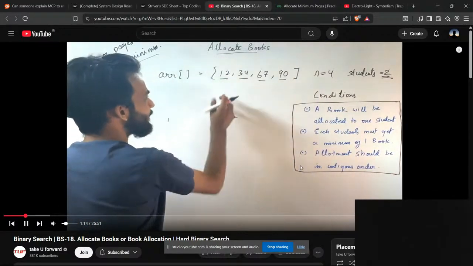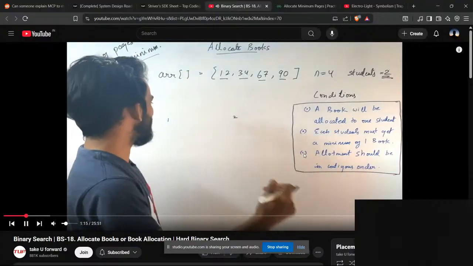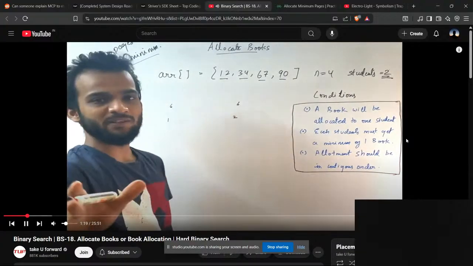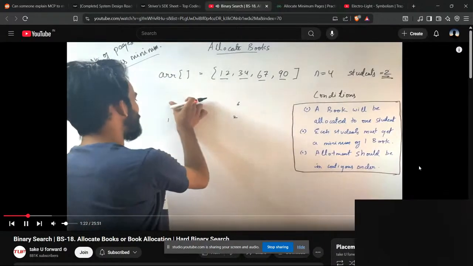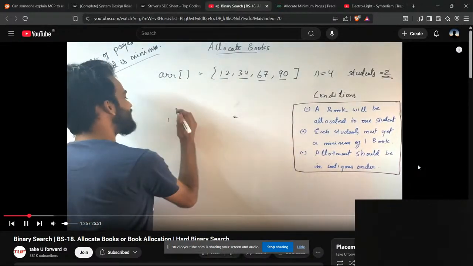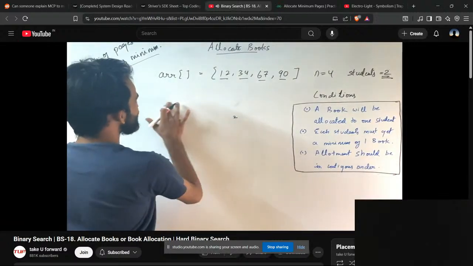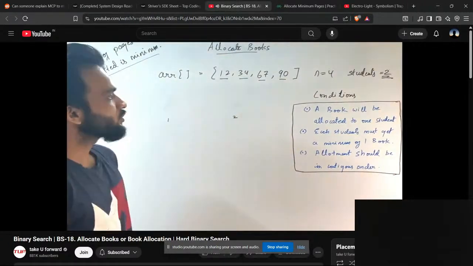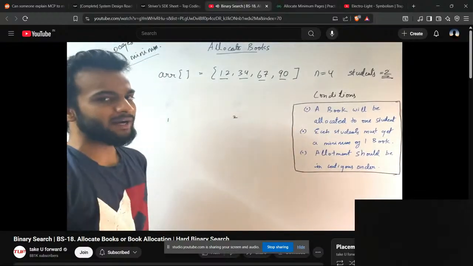Like if this book has 12 pages, you cannot do this: the first student takes 6 pages, the second student takes 6 pages. No, this is not allowed. If you are taking a book and allocating it, you have to allocate all 12 either to this student or to that student. You cannot split it. So that's the first condition that you have to keep in mind while allocating.